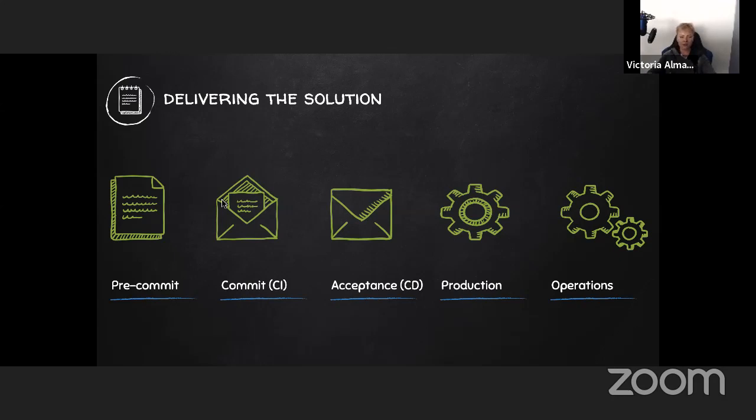So how do we deliver the solution? Usually we develop the solution, then we commit that to the repo, which triggers our build pipeline. So this is where we work with continuous integration. And if the build runs successfully, if all the unit tests pass, we push that to one of our environments.